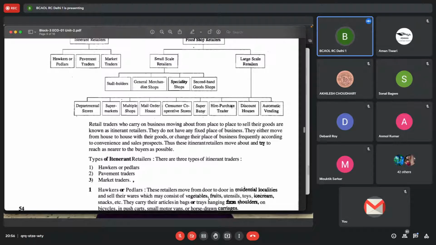Hire purchase is a system where you basically take possession of a good. It happens in truck businesses generally. You take a truck and start paying in installments for using that product. Once the installments are paid, you have the option to buy it. So that is hire purchase. Then discount houses, and automatic vending, the automatic kiosks where you put in the notes, punch in the code, and the product just comes. That is also a type of retailer.